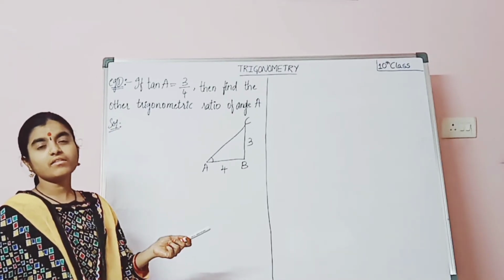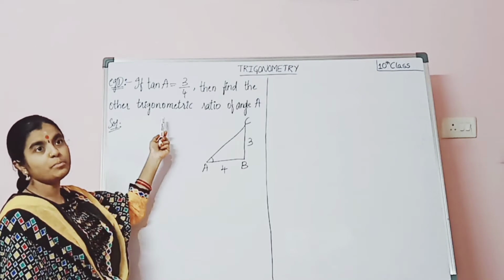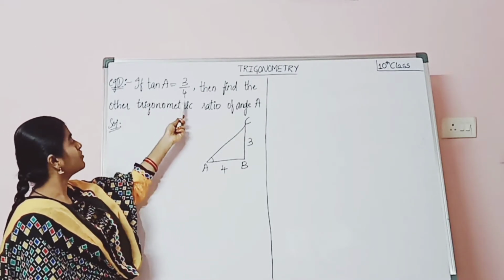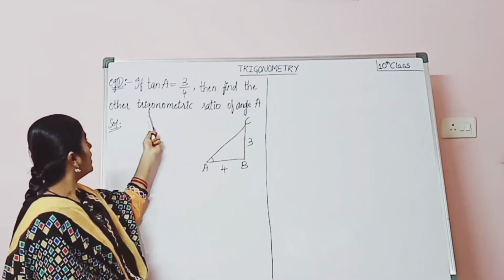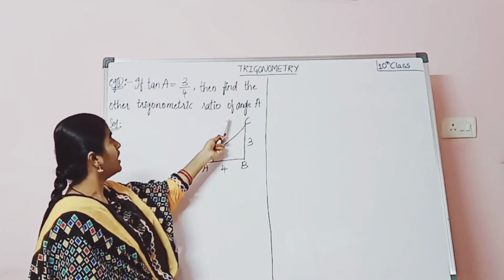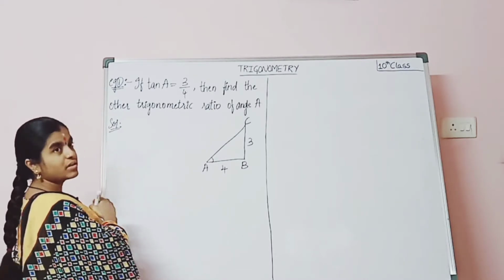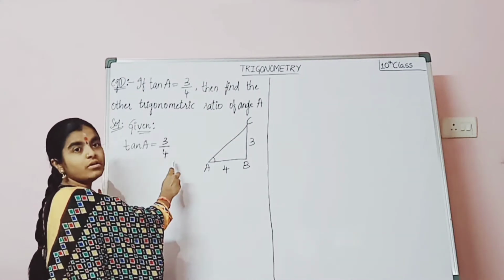Before solving exercise 11.1, let us discuss one example problem. So what is given here? Question: if tan A equals 3/4, then find the other trigonometric ratios of angle A. So here tan A equals 3/4 is given.